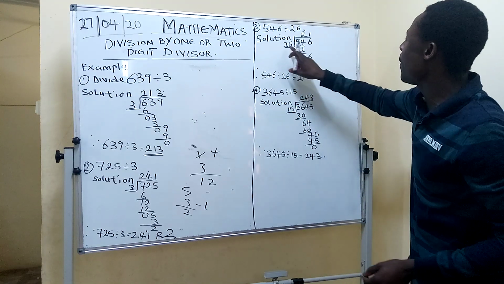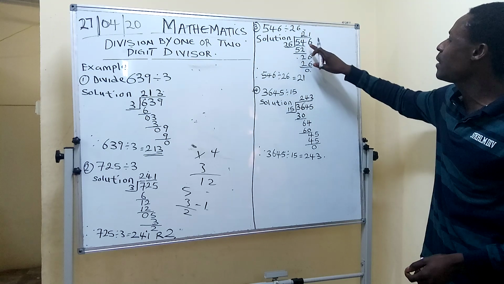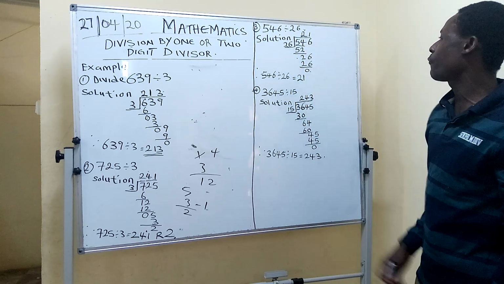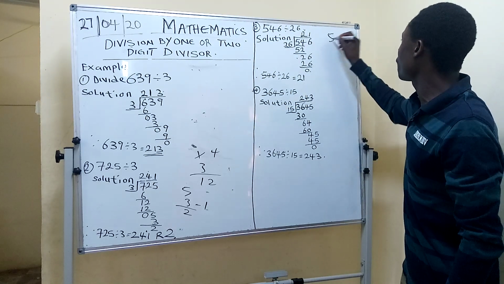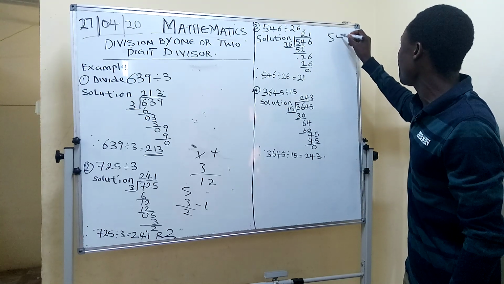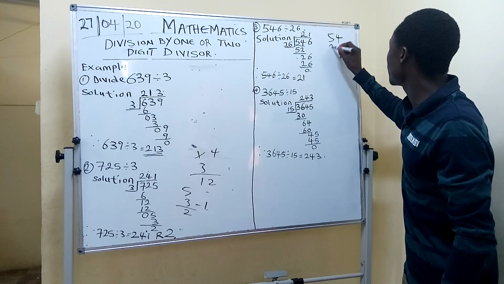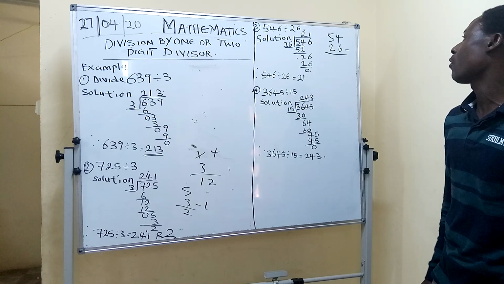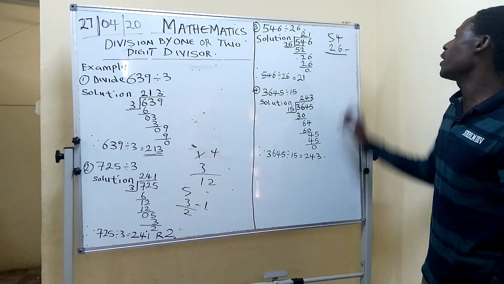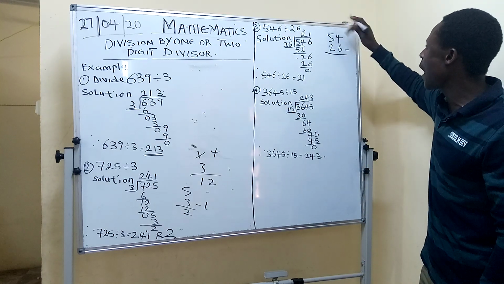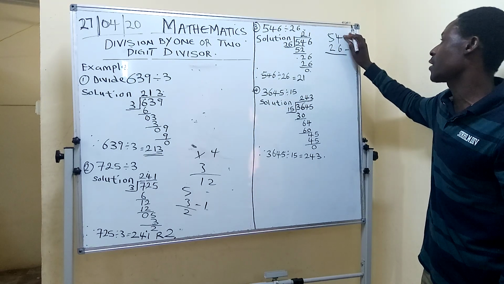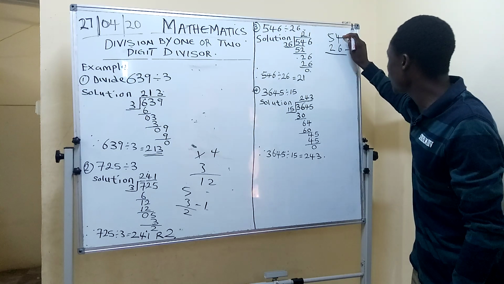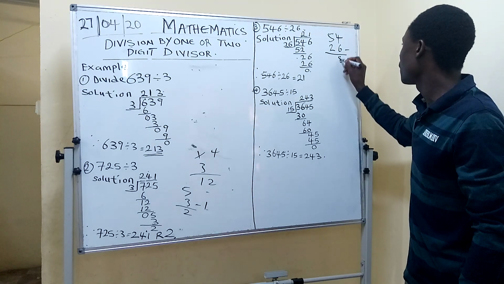Now you ask, how many 26 can we find in 54? You write 54 on your rough paper, and you say 26. You remove 26 from 54. 6 removed from 4, impossible. We take 1 from 5 and give 14. Now, we remove 6 from 14. We have 8.